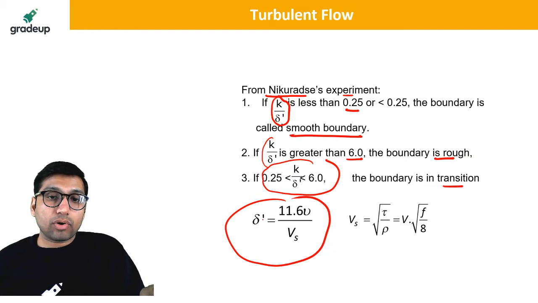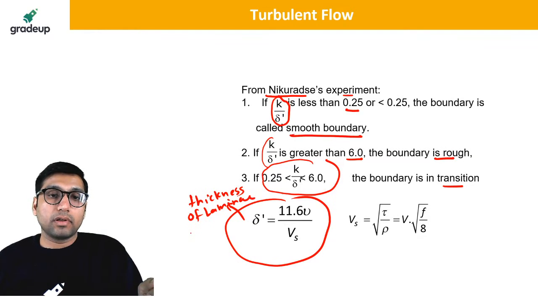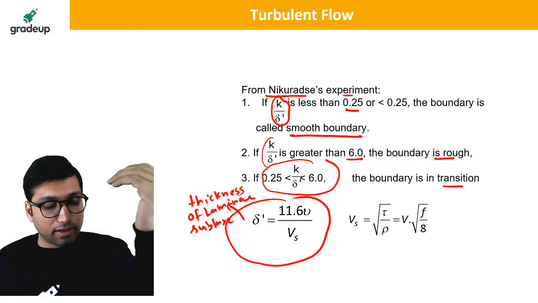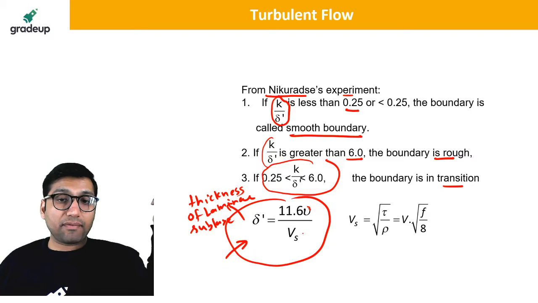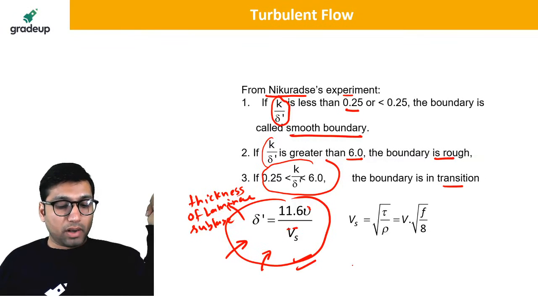Delta dash is also called the thickness of laminar sublayer. Sometimes they can ask you to find the thickness of laminar sublayer. It is equal to 11.6 into nu, the kinematic viscosity, divided by shear velocity. This is the formula for thickness of laminar sublayer. So you can use this formula.